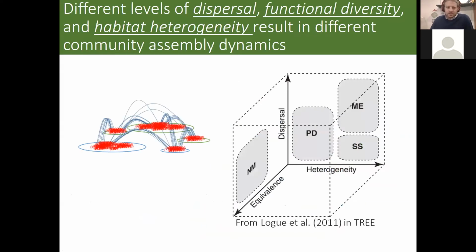And so really, different levels of dispersal, functional diversity, and habitat heterogeneity affect the community assembly dynamics that we observe in the landscape. And so Logue et al. in 2011, in a review of metacommunity ecology, did a really nice job organizing the different sorts of community assembly hypotheses in the metacommunity framework. So we can have different levels of dispersal, different levels of habitat heterogeneity, and different levels of functional diversity or functional equivalence amongst the species in the metacommunity.